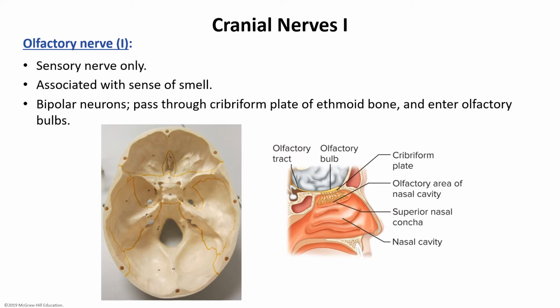And just to kind of point out, this is going to be when you were in 210 and you looked at the bones, you looked at a bone called the ethmoid bone. And so this is the floor of the cranial cavity. This is inside the cranial cavity looking down.